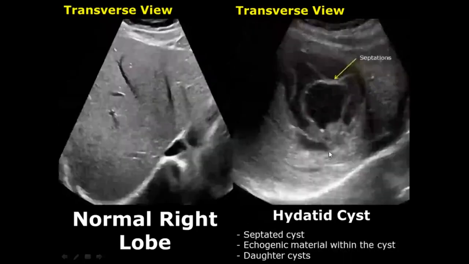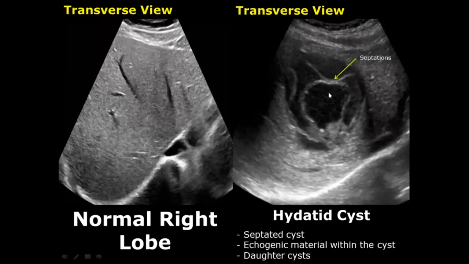A hydatid cyst will have septations. These walls are septations and they can have echogenic material as well. And they can also have daughter cysts, which means that there could be a cyst such as this one, this cyst within this hydatid cyst.